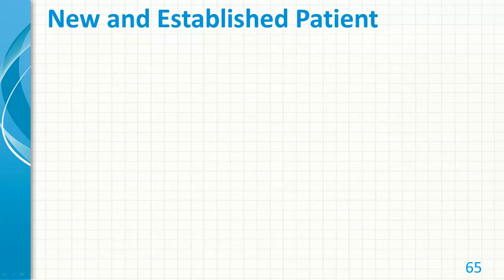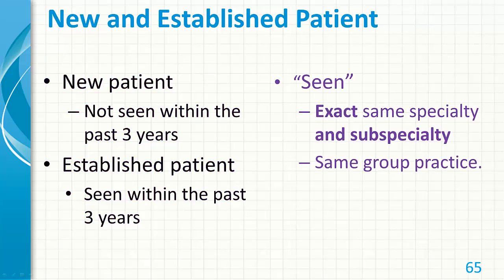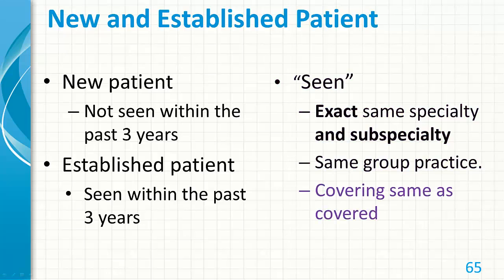One more term, some codes are differentiated based on whether the patient is new or established. A new patient is one who has not been seen for any professional service in the past 3 years. Seen refers to having received services from the physician or another physician of the exact same specialty and subspecialty who belongs to the same group practice. A covering physician is considered as having the same new versus established status as the physician who is being covered.